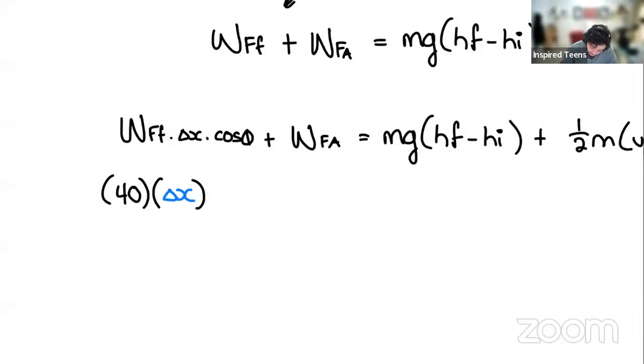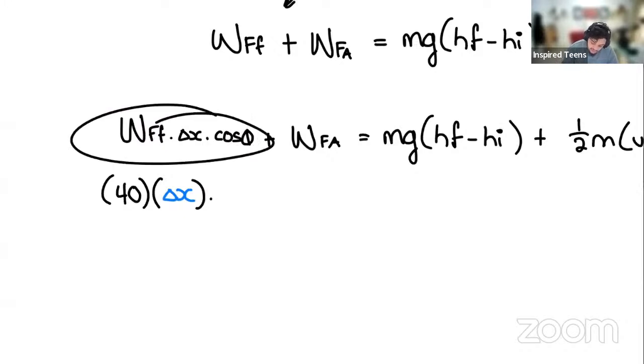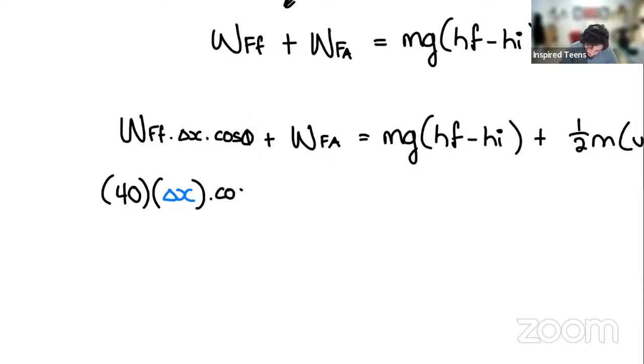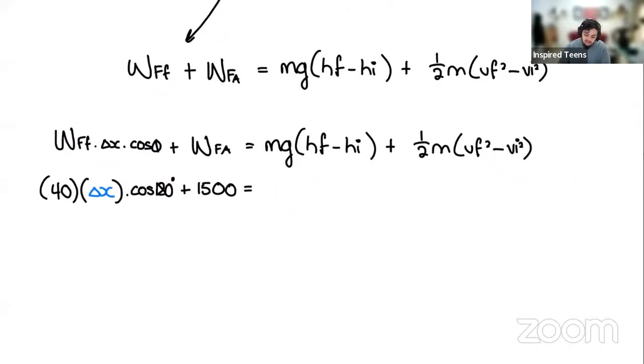Cosine theta. Now remember, this theta is different. In the work formula, this theta is either 0 or 180. Since it's frictional force, it's always going to be 180. Cosine 180. And work done by the applied force, that was given as 1,500. There's no need to open this up into its work because the work done by the applied force was given, so I can substitute it there. Okay, mgh final minus mgh initial. The mass of this object is given as 10.